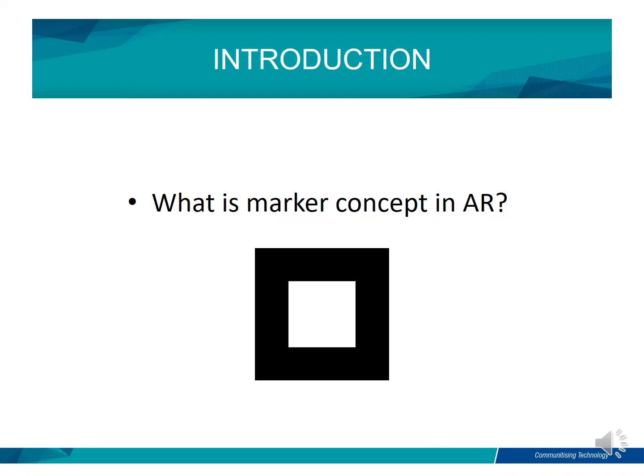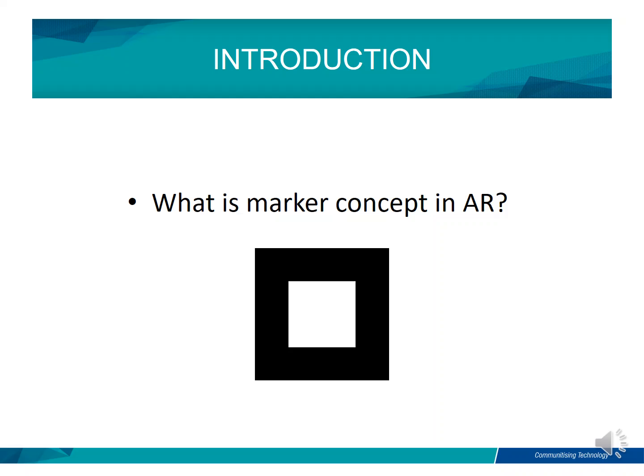Okay, before we go into the details of the types of marker, let's have some basic understanding of what the marker concept is in augmented reality. We often call this an augmented reality marker, or in short, an AR marker. Basically, this AR marker refers to the visual cues which will trigger the display of the virtual information. This marker is basically just a normal image.